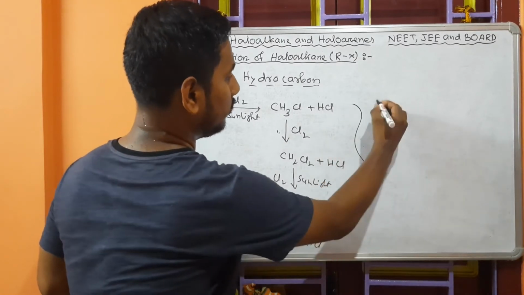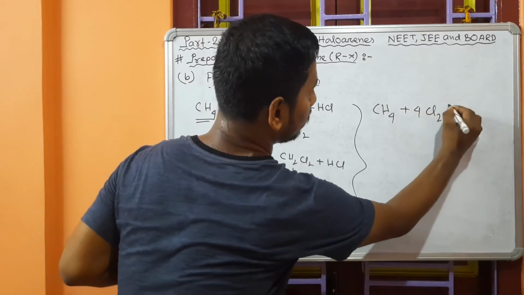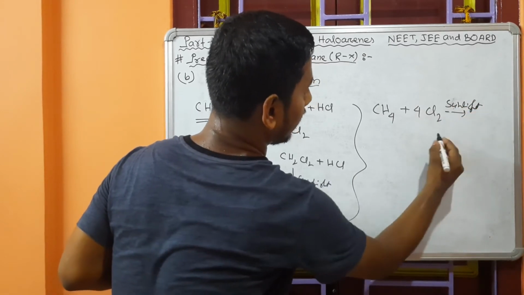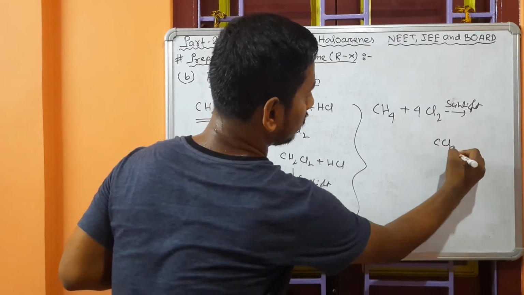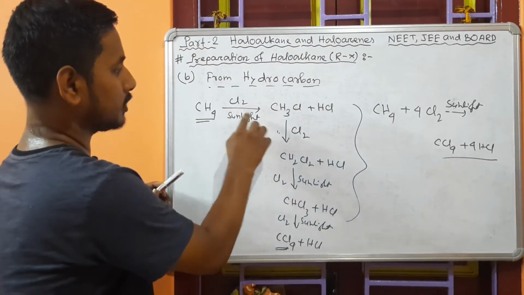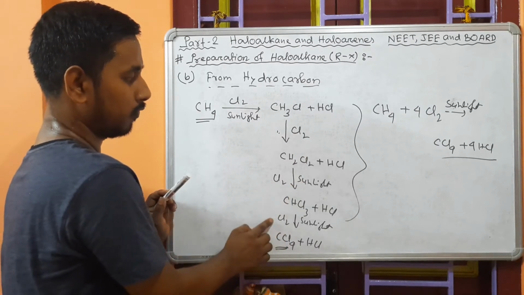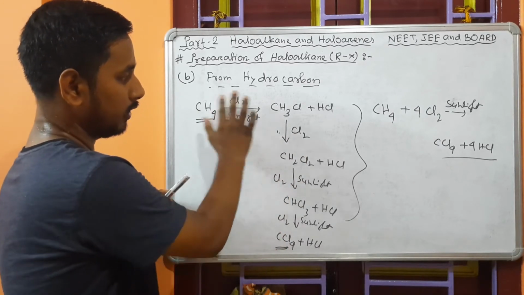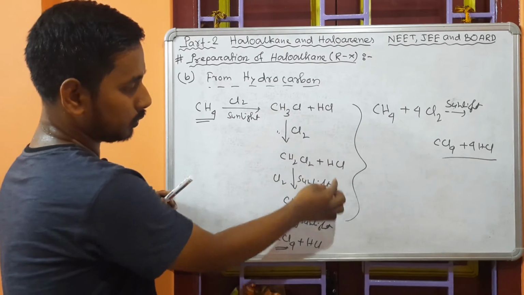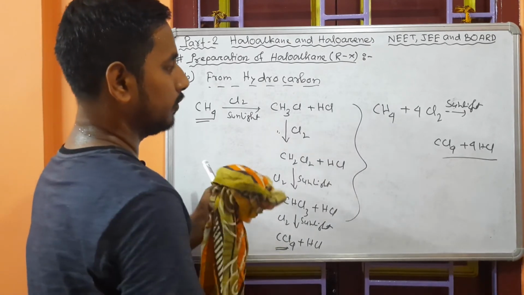See, if you write methane plus 4 Cl2 in presence of sunlight, then what is the product? Your product is CCl4 plus 4 HCl, you can write directly. See here, in the first part you use one chlorine, in the second part another chlorine, third part third chlorine, and fourth part fourth chlorine. So when you use the fourth chlorine as a whole, then you get this product, and in each step you get HCl, 1, 2, 3, 4 HCl. So this is your product. So you have to remember these things. This part is also important.